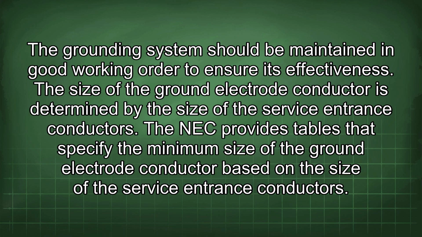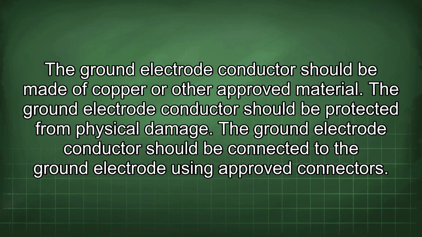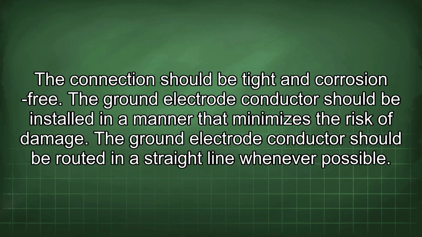The size of the ground electrode conductor is determined by the size of the service entrance conductors. The NEC provides tables that specify the minimum size of the ground electrode conductor based on the size of the service entrance conductors. The ground electrode conductor should be made of copper or other approved material. It should be protected from physical damage. It should be connected to the ground electrode using approved connectors. The connection should be tight and corrosion-free.